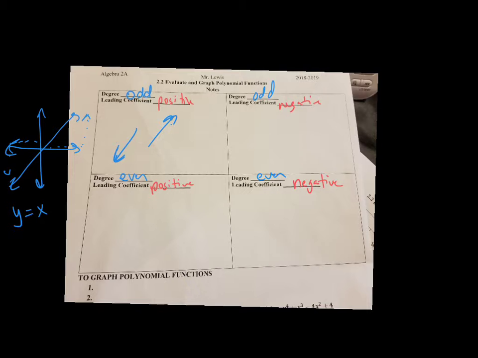Now if it's negative, it's flipped. So it's going to go up and to the left, down and to the right. That's it. So think about it this way. If it's odd, the arrows are going opposite directions. If it's even, the arrows are going to go the same direction. If I graphed something to the second power, it'd be a u. So if it's even, it's going to go the same direction.